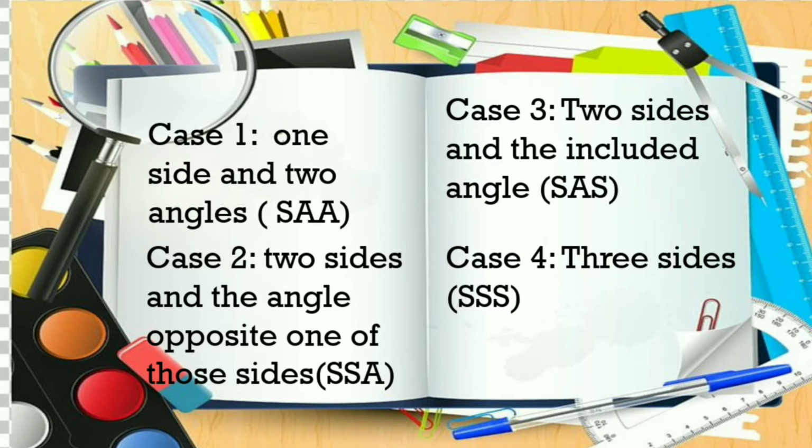Case number 2: two sides and the angle opposite one of those sides, or side side angle, is also solved by using the law of sines. Cases 3 and 4, two sides and the included angle, or side angle side, and three sides, or side side side, are solved by using the law of cosines. So in this video we're going to focus on the law of sines.